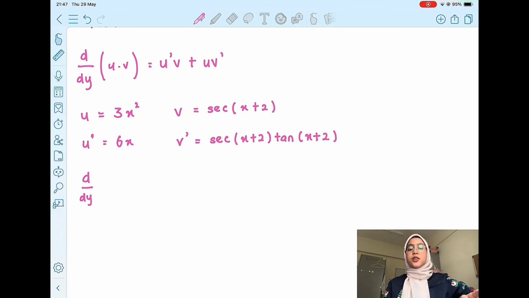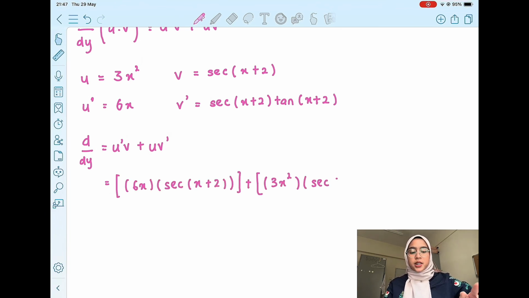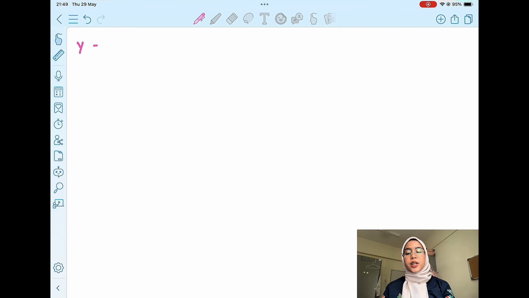After that, we substitute it into product rule formula which is u prime v plus uv prime. So, the final answer we will get 6x times secant x plus 2 plus 3x squared times secant x plus 2 tan x plus 2. That is our final answer for question 2a. So let's look on question B.